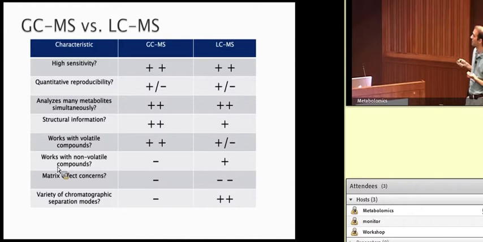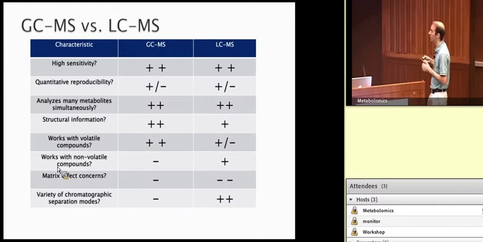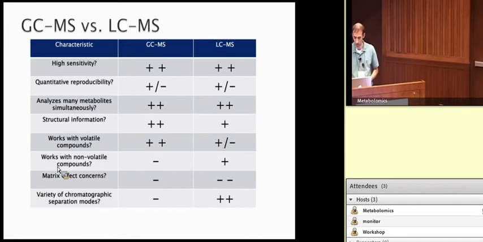Matrix effects concerns, yeah, there are some in GCMS. It's even worse for LCMS. We have to manage these things, and we do as part of our daily routine in the core lab. A variety of different chromatographic separation modes. There are some in GC, but the LC really gets the nod as far as having more things you can do to play with your separation.